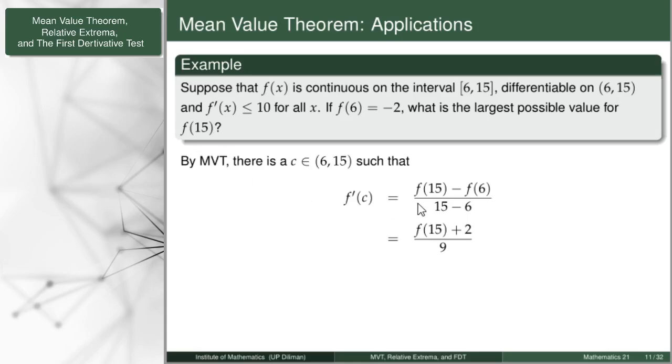And that is just equal to the following. Since I know that f(6) is negative 2, I'll have plus 2 here, and 15 minus 6 is just 9. Now remember, we already have this assumption that you will not have a tangent line whose slope will exceed 10. What does that mean? It means that if you try to solve for f(15), this quantity f'(c) will never exceed 10, or that f(15) is less than or equal to 9 times 10 minus 2. And that means 9 times 10 is 90, minus 2. f(15) will not exceed 88.